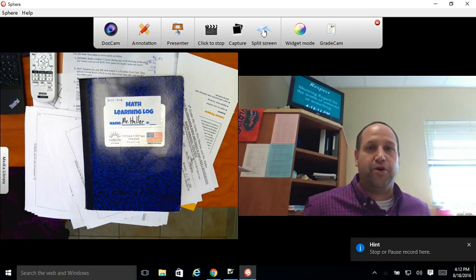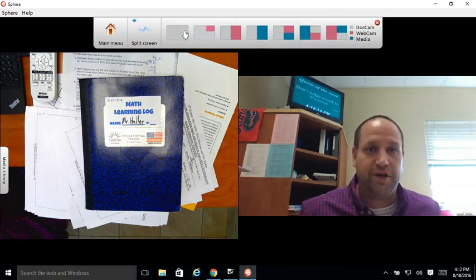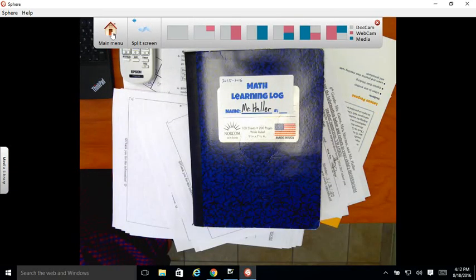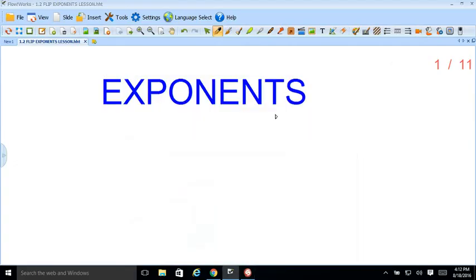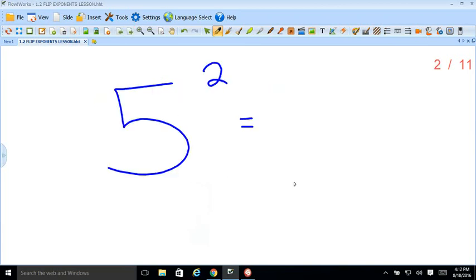Tonight we're going to learn about exponents. So let's go ahead and get started. Exponents, what are they? What does it mean? Well, you've seen exponents before. You've all seen exponential notation that looks like this: 5 to the second power.